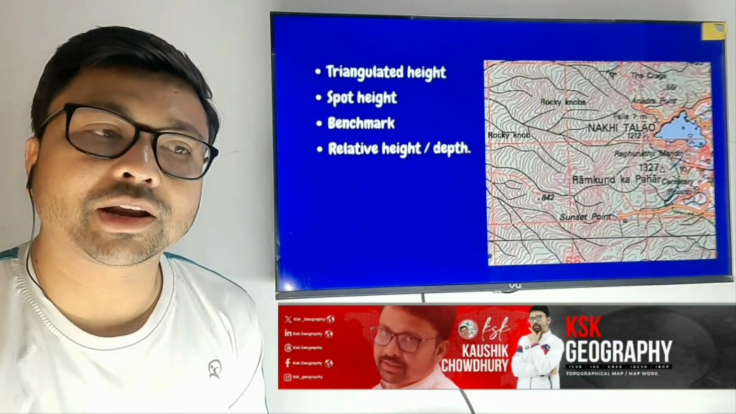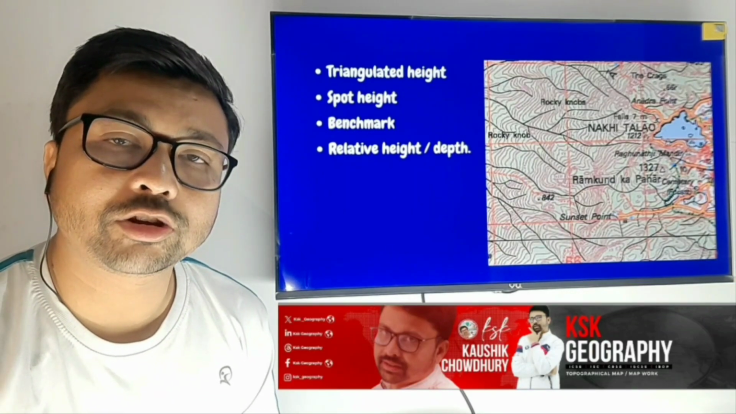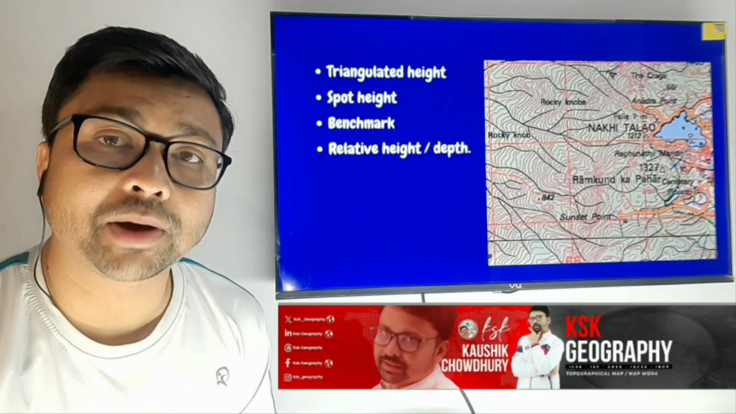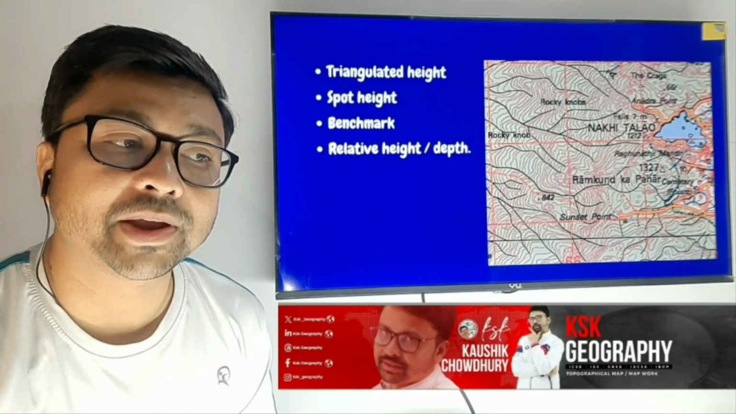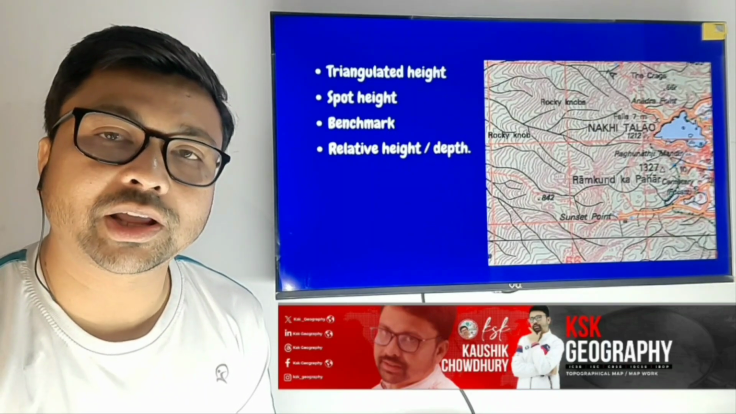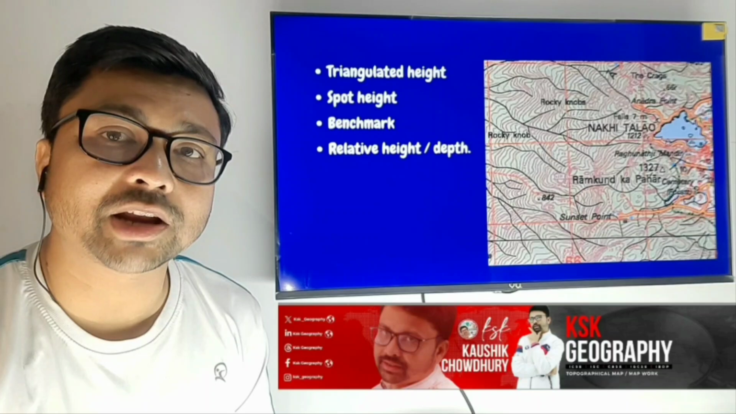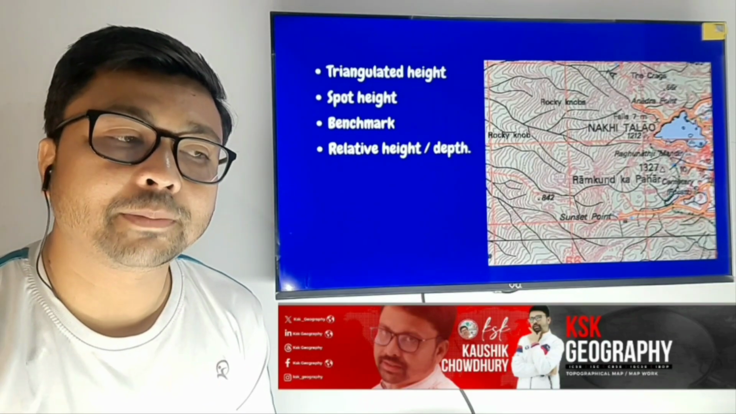You will get the different heights. What are the heights? Triangulated height. Remember, triangulated height will be marked on the topographical map with a triangle and then the number. And remember, those numbers represent the height from the mean sea level in meters. Next one, spot height. Spot height you will get with a black dot and then the number. Similarly, the benchmark you will get where BM is written. Right? So it means the benchmark.